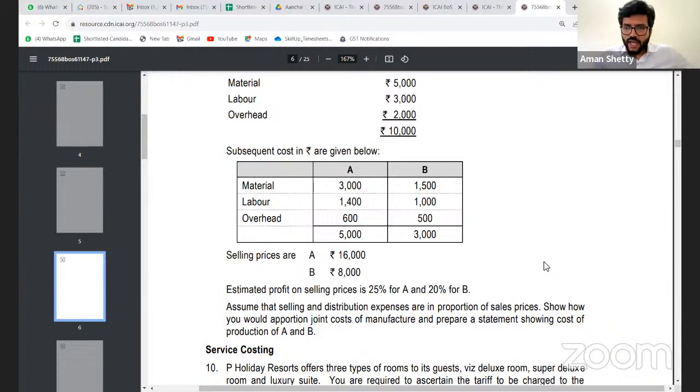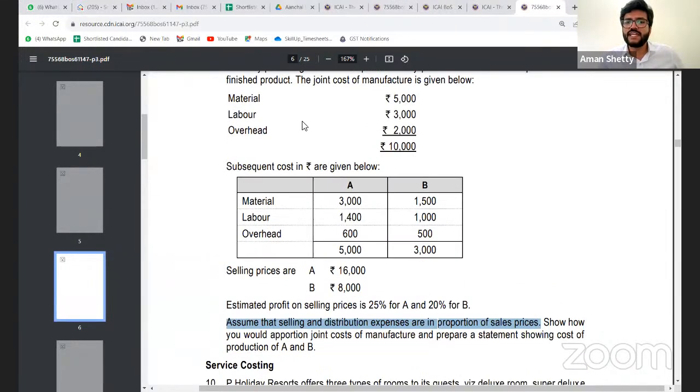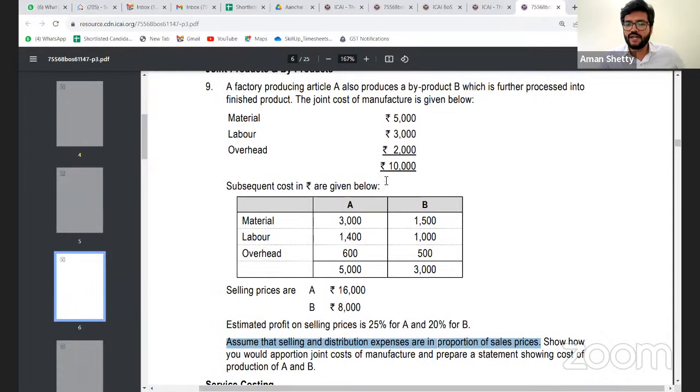Anybody able to recall? Have I done this problem in the class? Your first question was this, joint cost, joint products. Here, assume that selling and distribution expenses are in proportion of sales price. That means I need to find out the missing figure of selling and distribution expense. See this answer now.